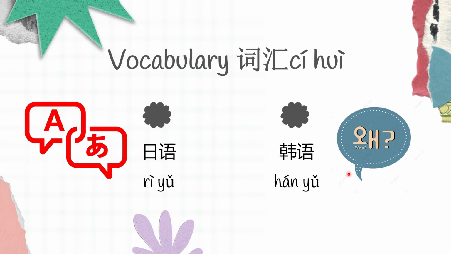We also have another two vocabs here. 日语, 韩语. 日语 is Japanese language. 韩语 is Korean language. So 日语 is Japanese language. 韩语 is Korean language. Once again, 日语 is Japanese language, and 韩语 is Korean language. Let's read together. 日语, 韩语.